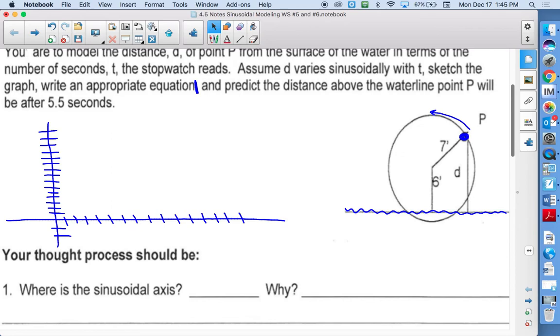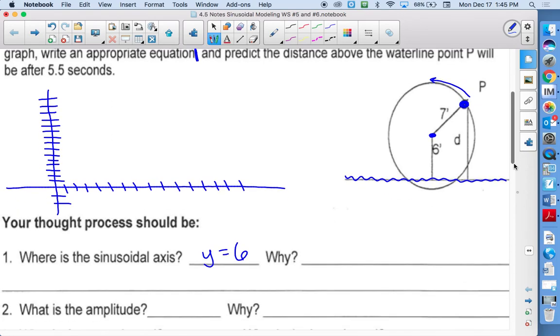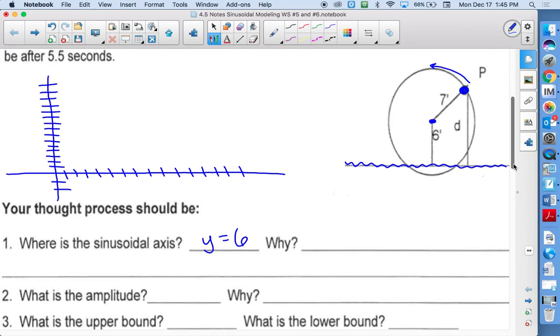So what is the sinusoidal axis, Virginia? Yeah, it's in the middle. So the sinusoidal axis is that line that goes in the middle of the graph. You have half of the graph above, and the other half of the graph below. So Virginia, if you look at our water wheel, what do you think the sinusoidal axis would be? 6. Yeah. So 6 is the sinusoidal axis, and why do you say 6? Because it's 6 from the water. Yeah, so the center is 6 feet from the water. That's what your sinusoidal axis is, the center, the middle of your graph.